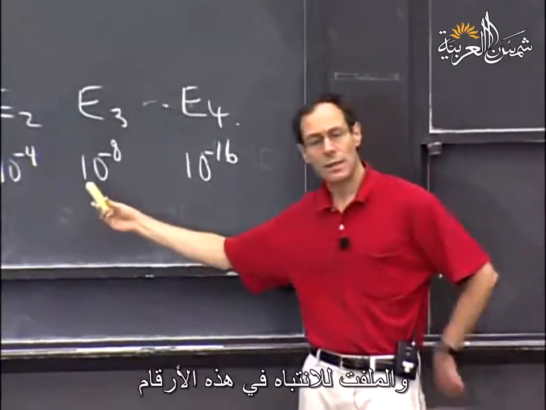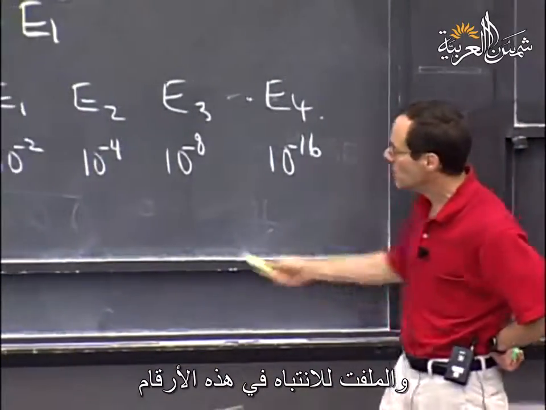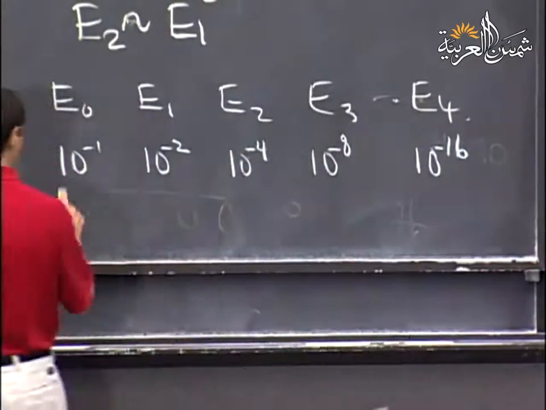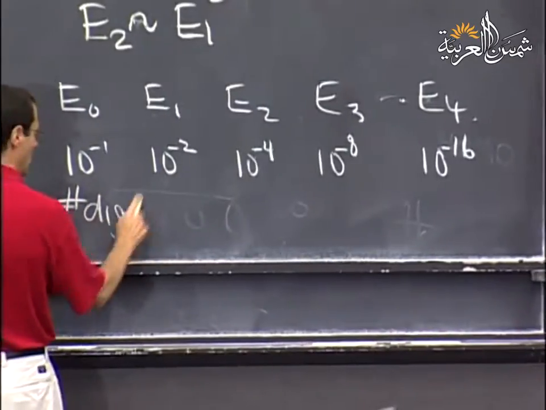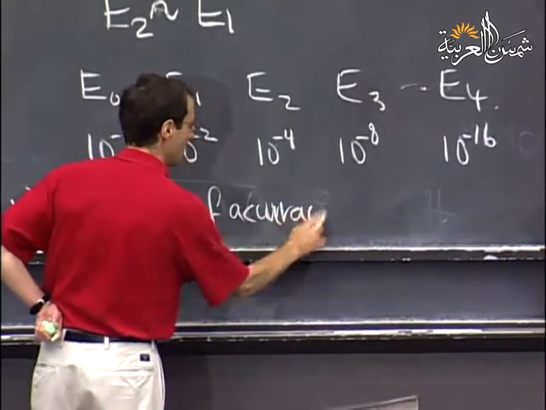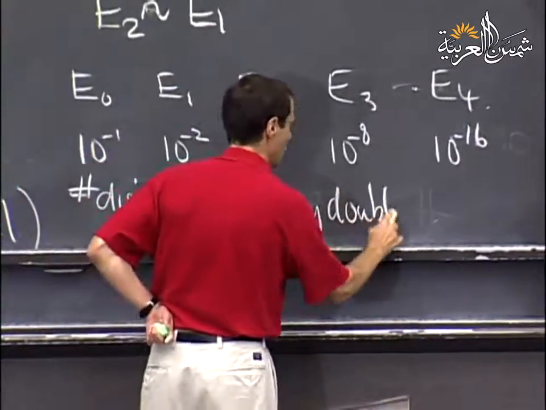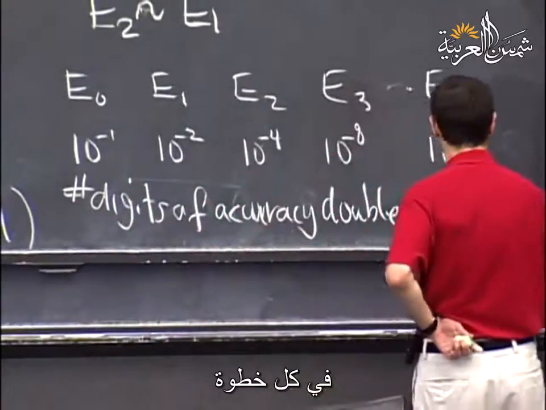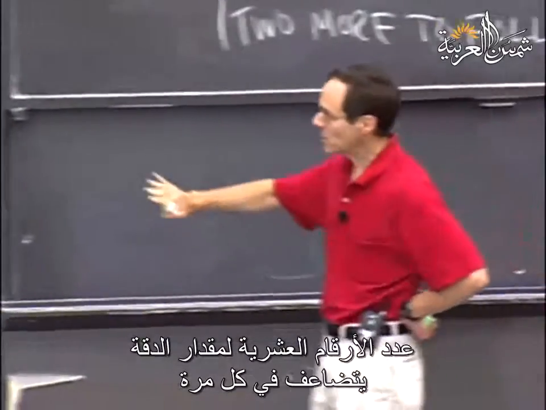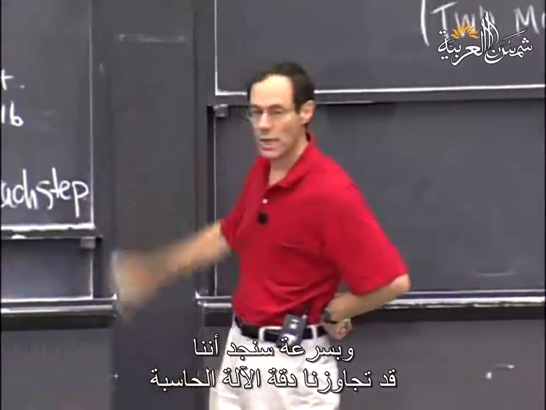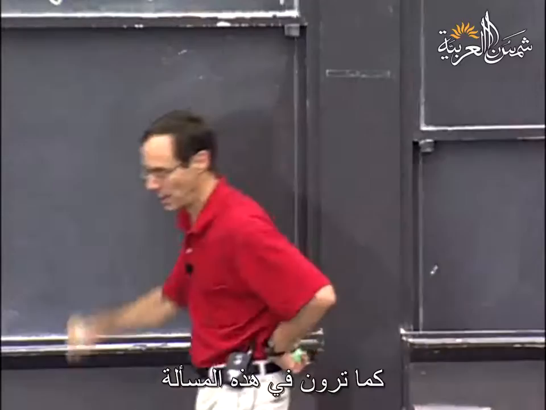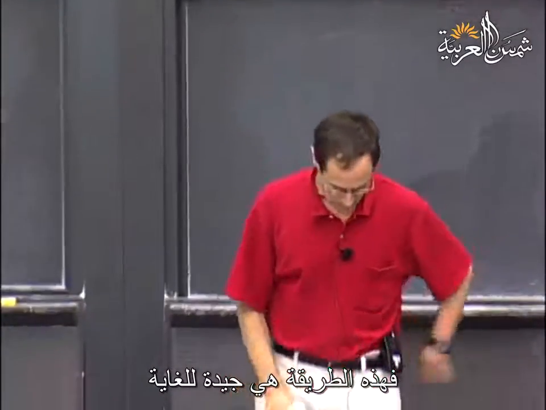Okay? So the thing that's impressive about this list of numbers is you can see that the number of digits of accuracy doubles at each step. All right? The number of digits of accuracy doubles at each step. So very, very quickly you get past the accuracy of your calculator, as you saw on your problem set. And this thing works beautifully.